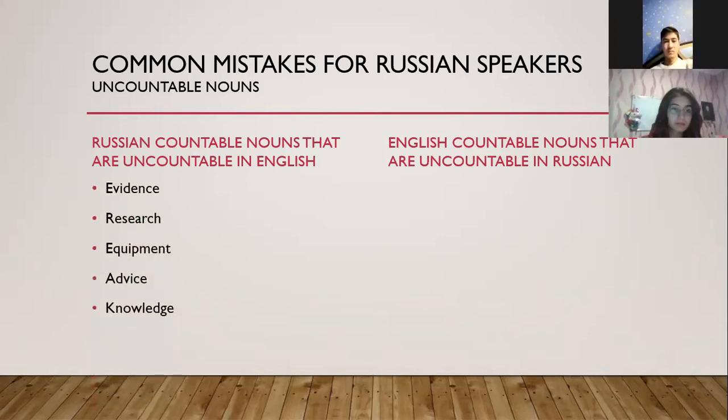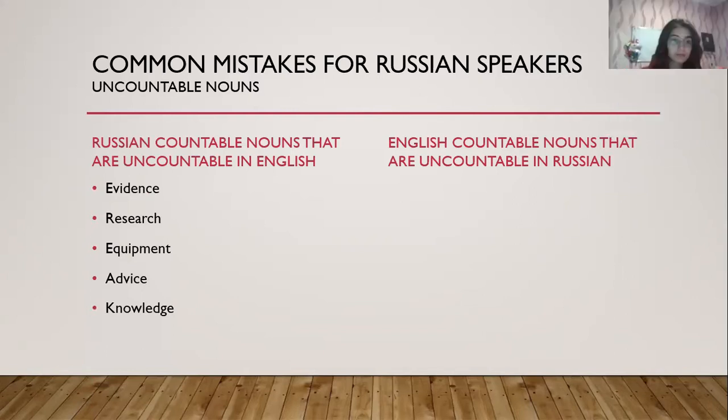So let's see in Russian. Evidence, research, equipment, advice, knowledge. In Russian, all of these things are countable. You can have evidences, researches, equipments, advices, and knowledges. In English, they are not countable. So do not say those things that I just said. You can only have evidence. There can be a lot of evidence.